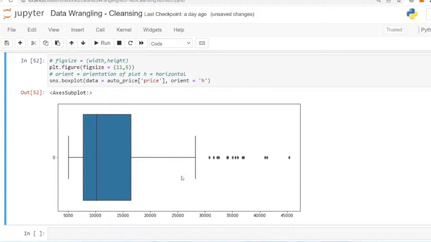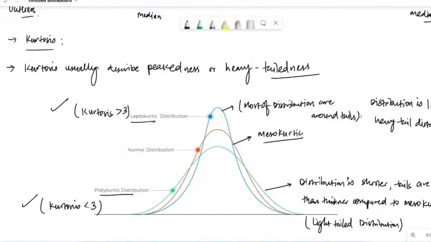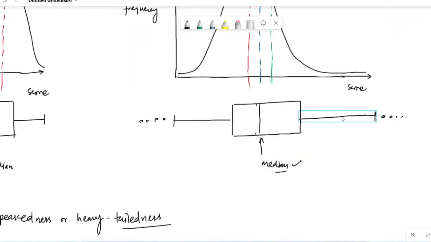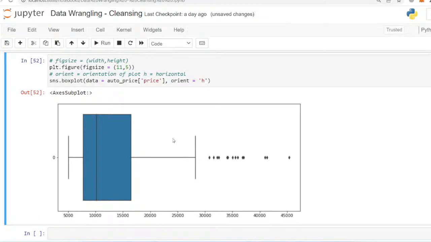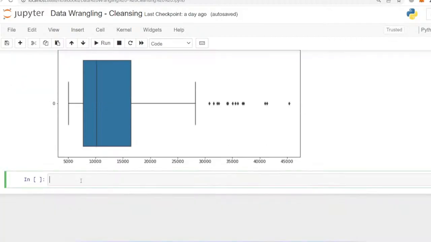Quite simple. Where is the tail? Where is the long line? The whiskers, just now I discussed it. Long line is towards the positive side. If the long line is towards the positive side, then it will be right skewed, or positively skewed. If this same line is towards the negative side, then it will be called negatively skewed. So this is positively skewed data. One thing is pretty sure: this price is not normally distributed.